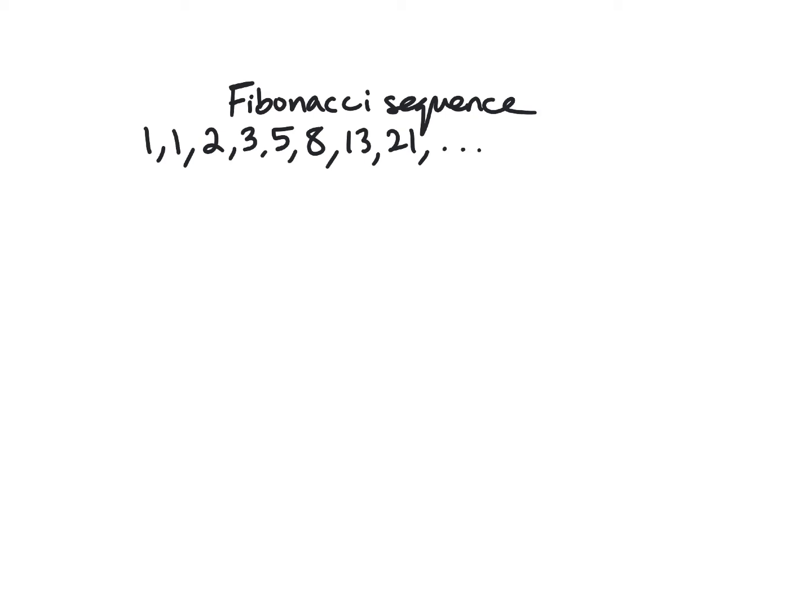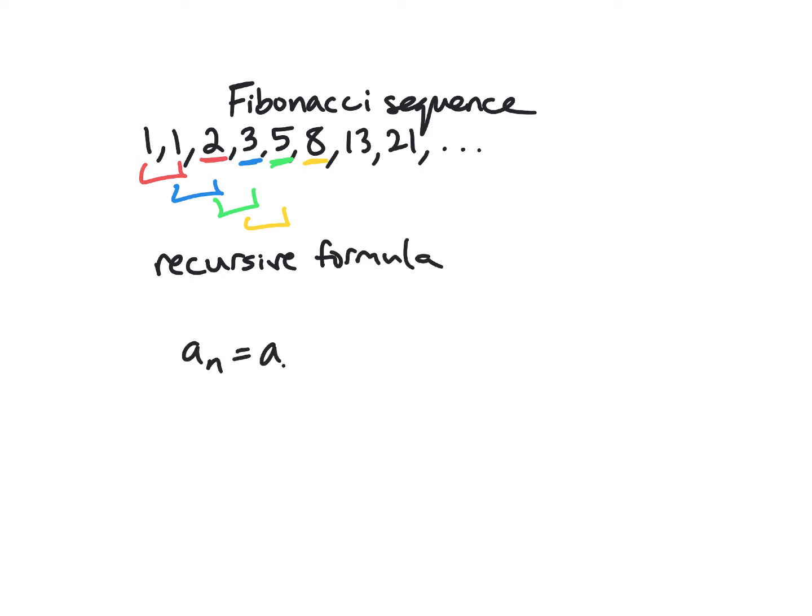Take a second and see if you notice a pattern. Hopefully you saw that 1 plus 1 gives you 2. 1 plus 2 gives you 3. 2 plus 3 gives you 5. 3 plus 5 gives you 8, and it keeps going like that. So how can we express this with a recursive formula? Well, we're adding up the two previous terms. So in general, A_n depends on A_(n-1) and A_(n-2), right? These are exactly the two previous terms.